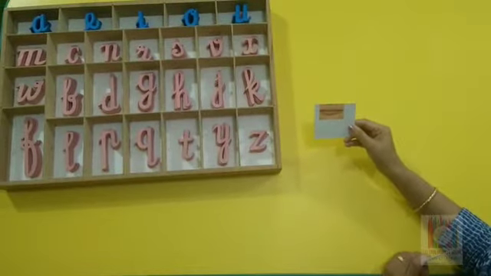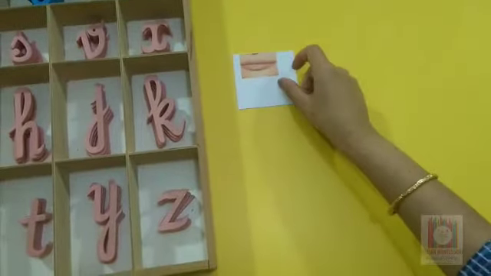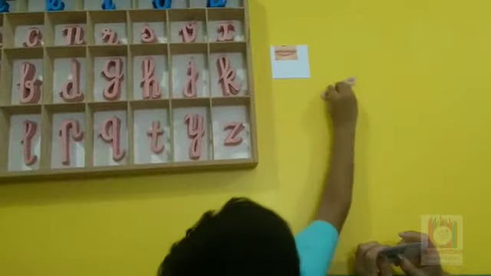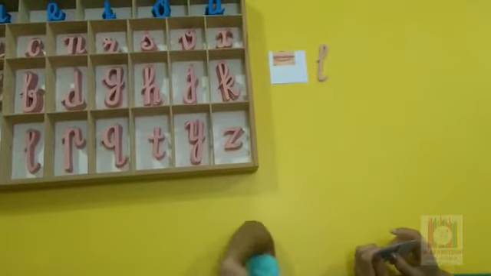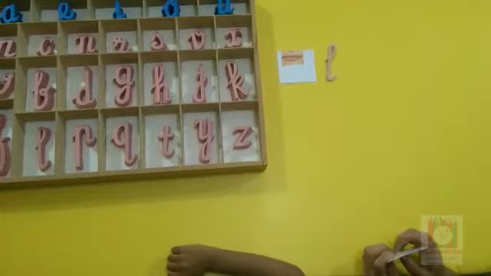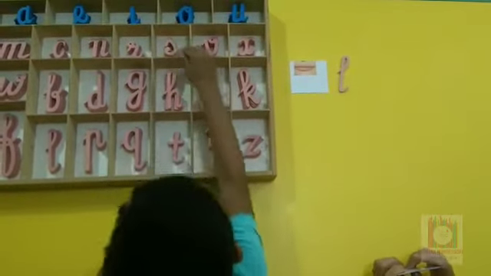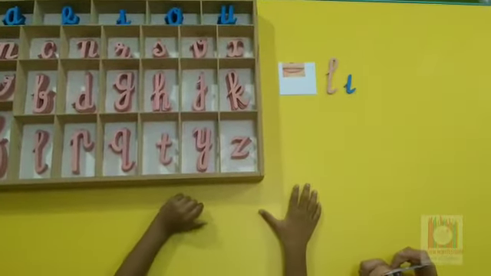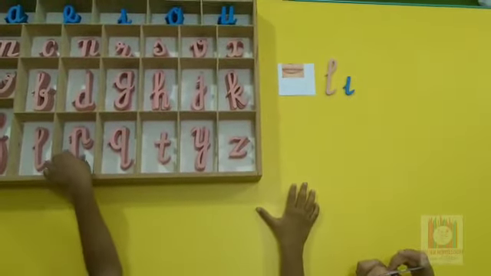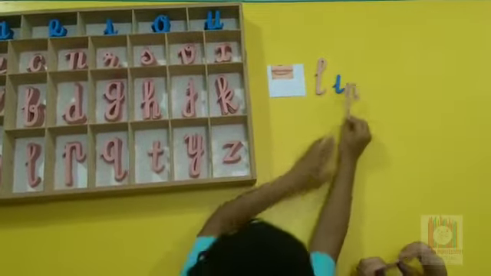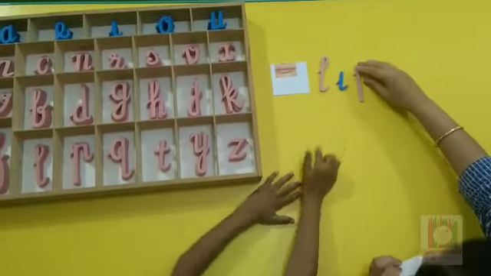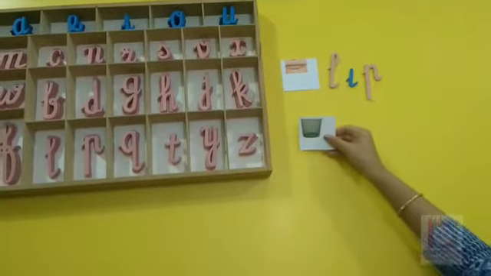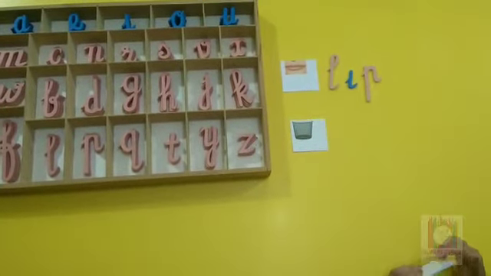Do you know what picture is this? Lip. What is the first sound when we say lip? Lip. Can you take L sound? After L, what did you hear when we say lip? E. Lip. P. What is the last sound? P. Lip. Very good.